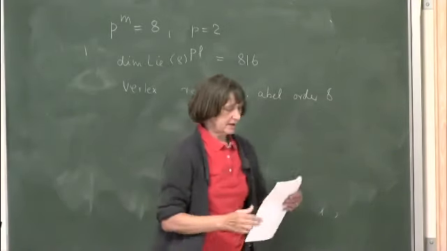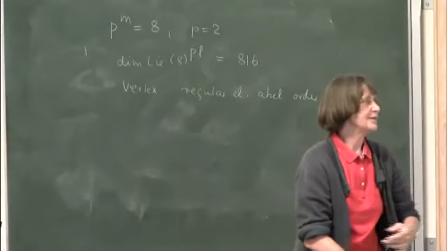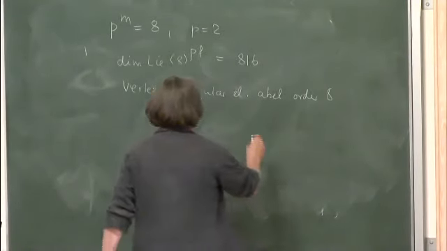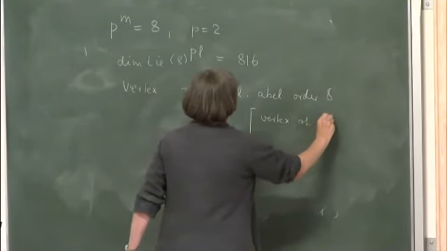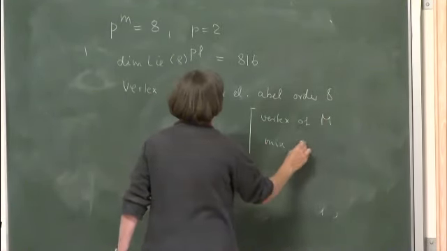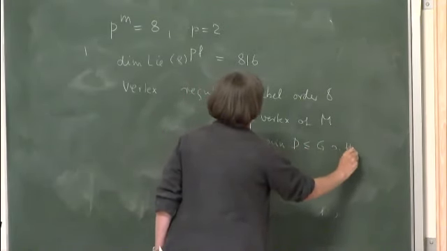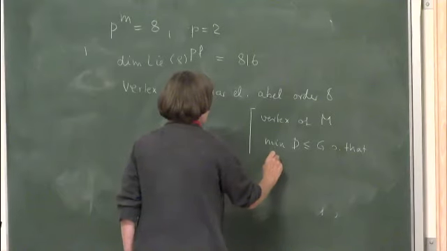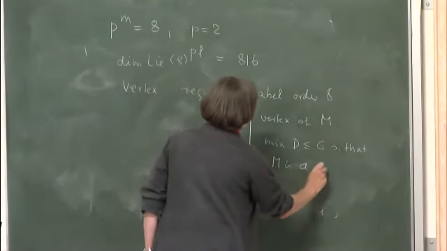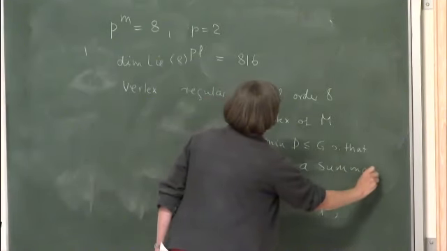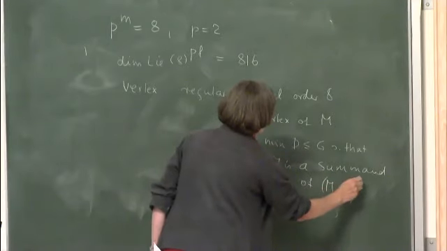Yes, I was wondering whether I should just remind people what a vertex is. I think you haven't used vertex. So it's a minimal subgroup. So what is a vertex of an indecomposable module? It's a minimal subgroup D in G such that M is relative D projective. So M is a summand of M restricted to D and induced to G.